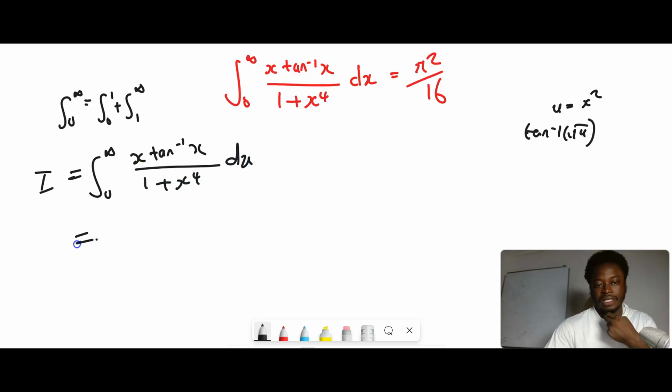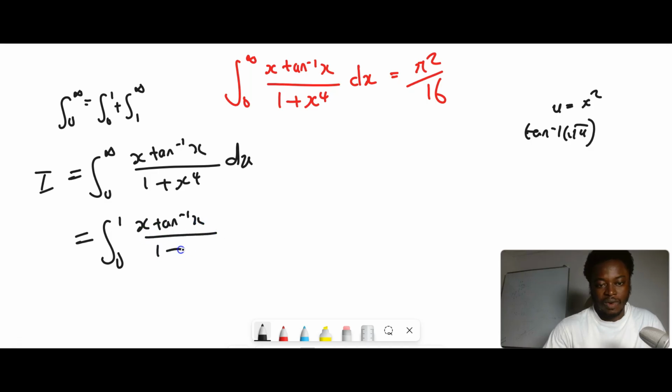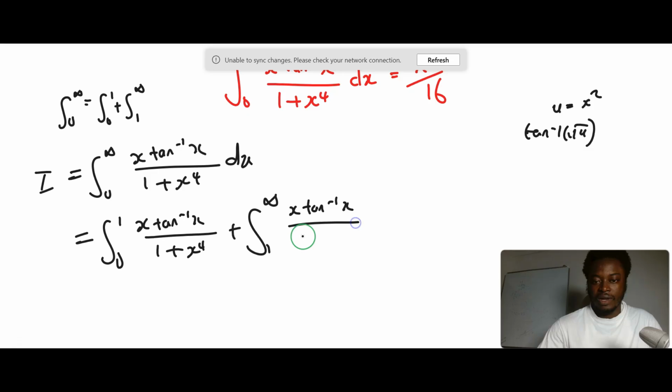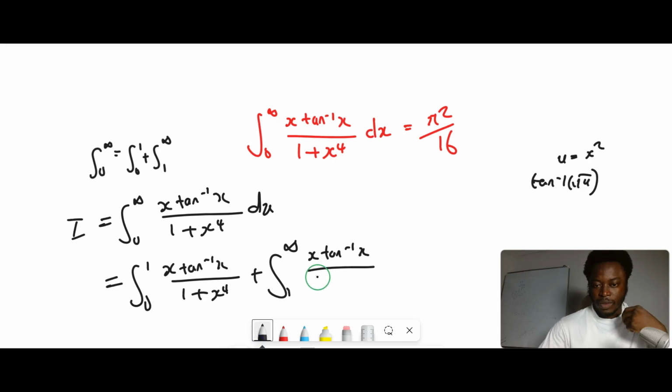We're going to split this into two intervals: from 0 to 1 of x times tan inverse of x all divided by 1 plus x to the fourth power, then plus the integral from 1 to infinity of x times tan inverse of x all divided by 1 plus x to the fourth power dx.